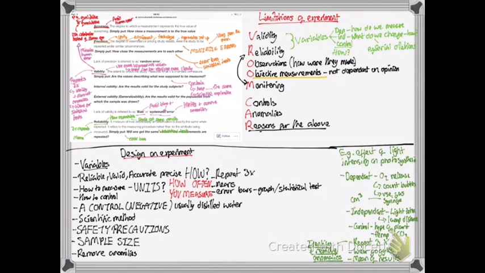O is observations. How did the individual make his or her observations? Did they use objective measurements, which is the next one? So remember, quantitative measurements are objective measurements. They're not dependent on opinion. That would be a good thing. If the individual's using subjective measurements, that's not so good. And I've highlighted that yellow because that's something I've added in myself to make the analogy work. But it does make sense, and it could come up in a mark scheme. Maybe not in that wording though.